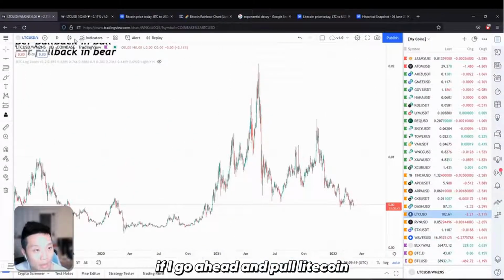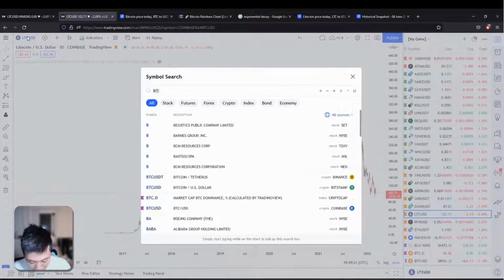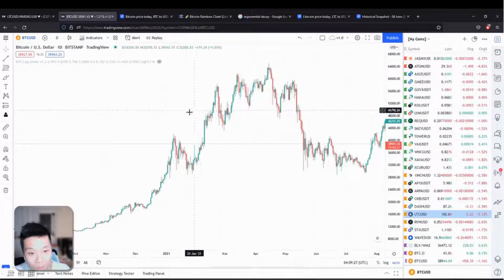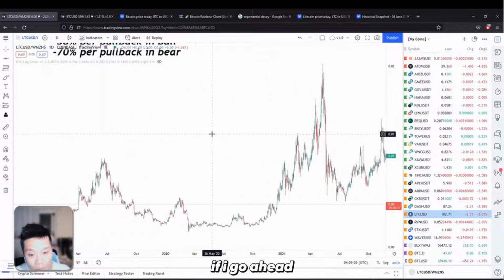So if I go ahead and pull Litecoin up against Bitcoin, if you evaluate each date of Litecoin, it would correlate to whenever Bitcoin pulls back. So if I go ahead and look at right here, right?